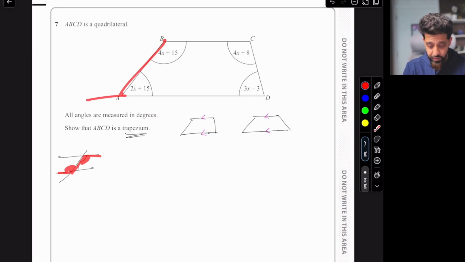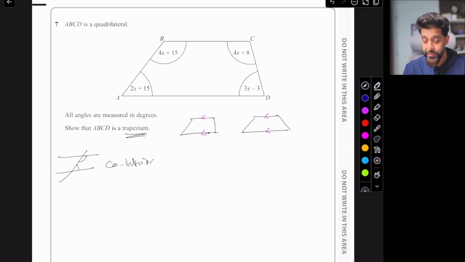But obviously we haven't got an angle like that. We don't have this angle and that angle. Yes, they are the same. We have to prove corresponding. So there's another rule, which is the co-interior. We know that the co-interior angles, what happens? They add up to 180.